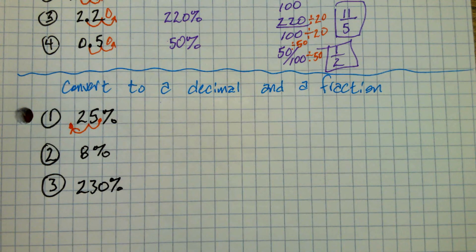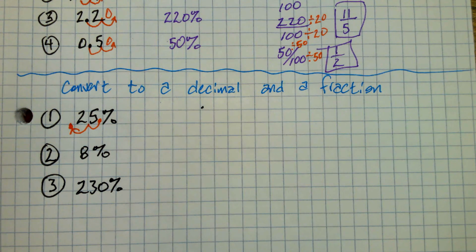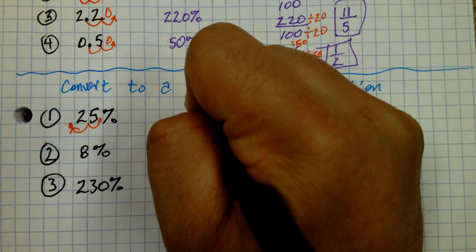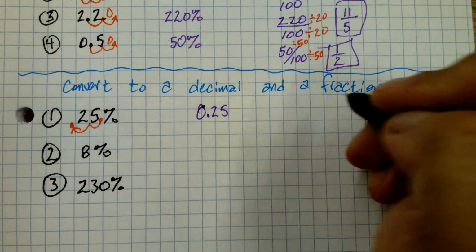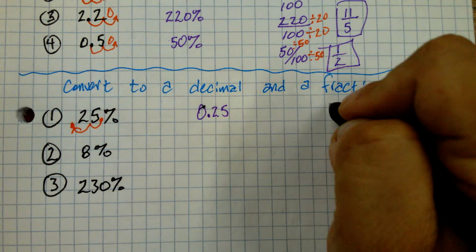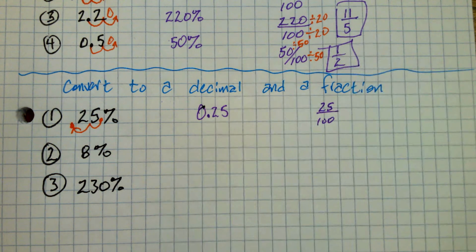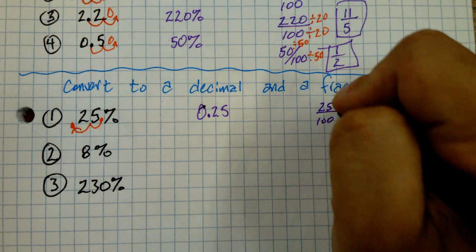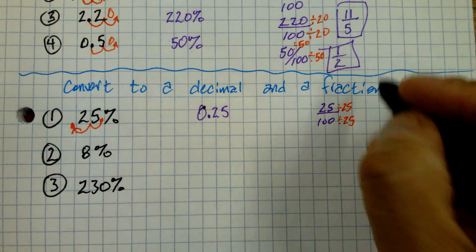So 25% as a decimal is going to be 25 hundredths. So I'm going to put a 0 in the front, 0.25. And we all know that's really 1/4. I'm going to start off with 25 over 100, but we all know that should be 1/4 if we divide by 25. It's 1/4.